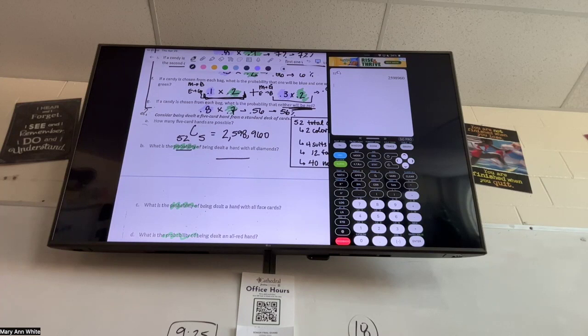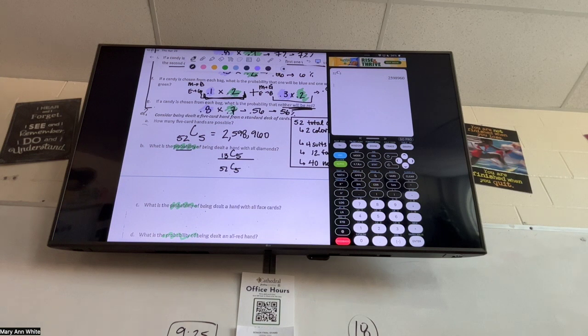Okay. So what's the probability of being dealt a hand with all diamonds? How many diamonds are there? And how many do I want? 5. I want 5 in my hand. So I have 13C5. That's my number of successes. And then my total is that 52C5.